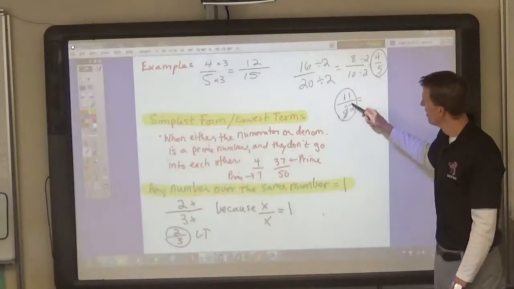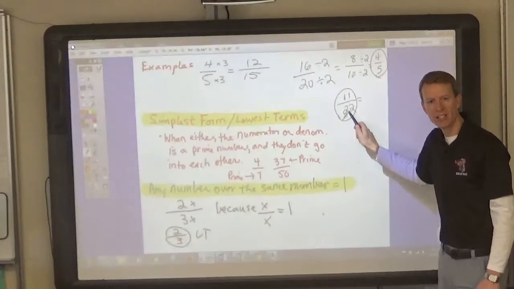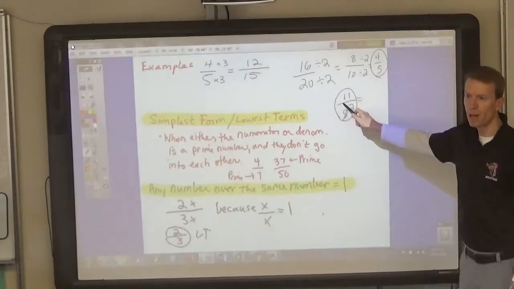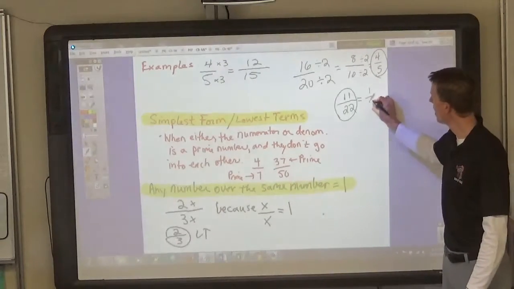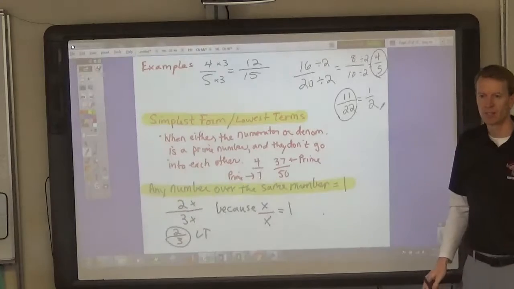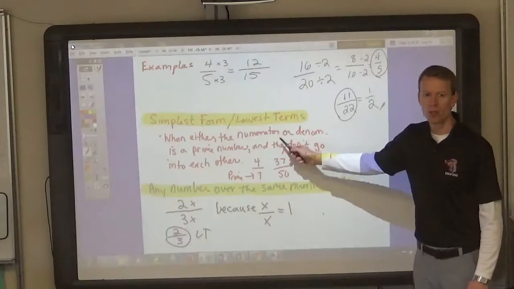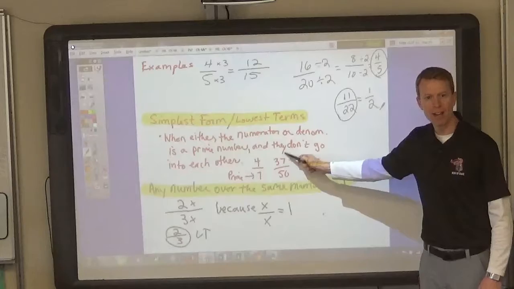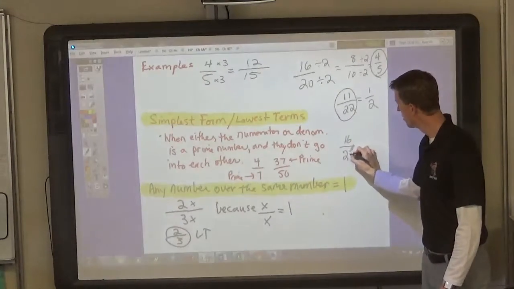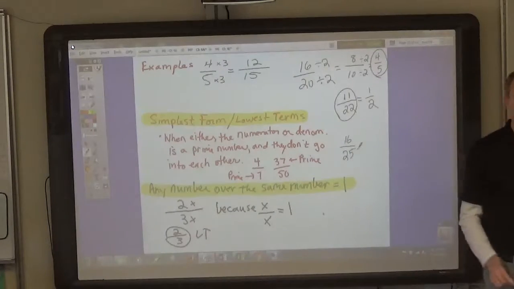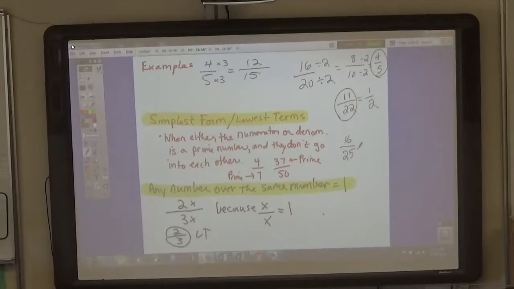Okay, let's move on. 11 is a prime number, but it goes into 22. So if you have a prime number that goes into the other number, then you have to keep dividing it out. This is 1/2. You're looking for numbers that don't have any common factors. Is this lowest term 16/25? No. It's not? Why not? Yeah. It is. The 6 and 2 to 16 is nothing.